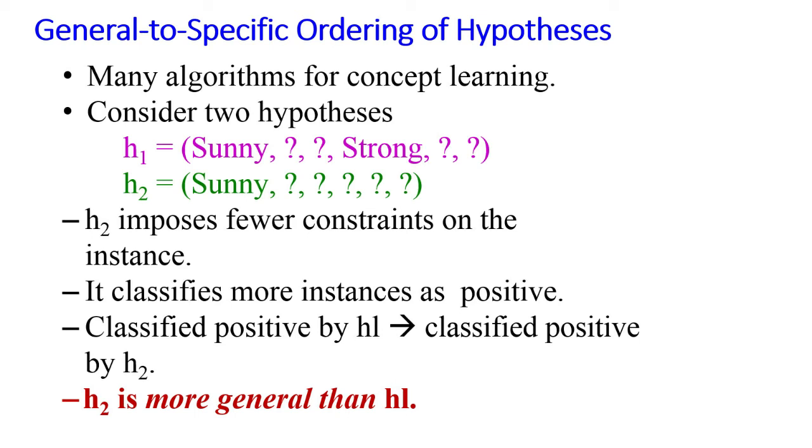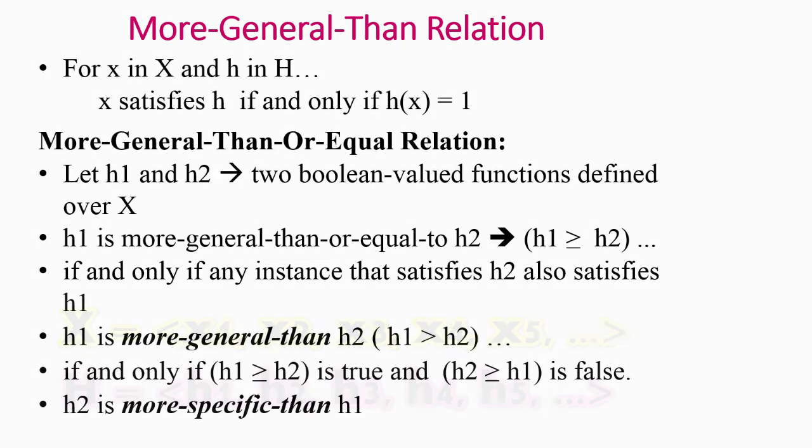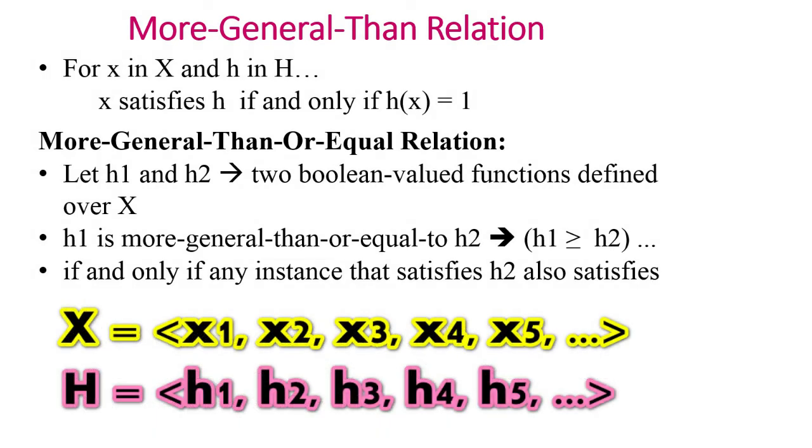Since H1 contains 2 attribute constraints and H2 contains only 1, H2 is general in case of H1 and H2. Hence, H2 is more general than H1. The more general than relation: for any instance small x in capital X and hypothesis small h in capital H, we say small x satisfies small h if and only if h of x is equal to 1.